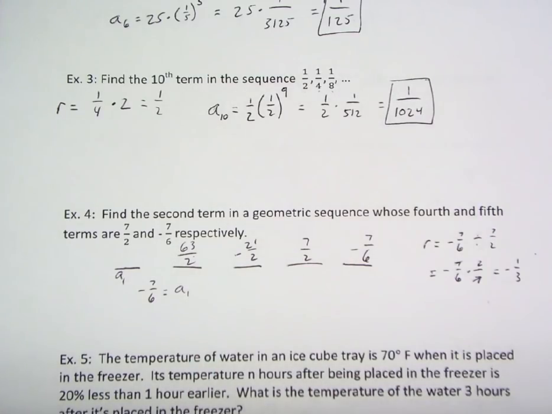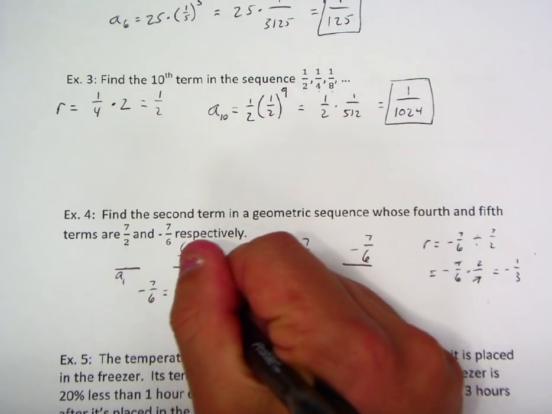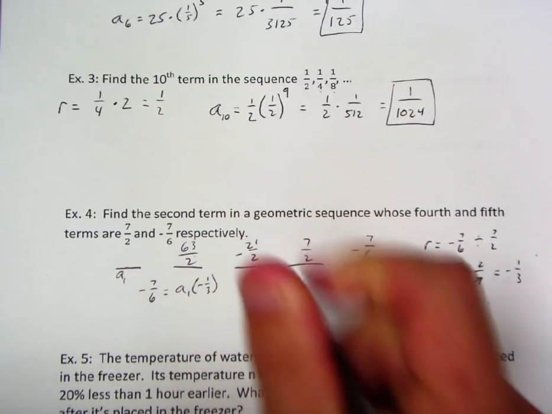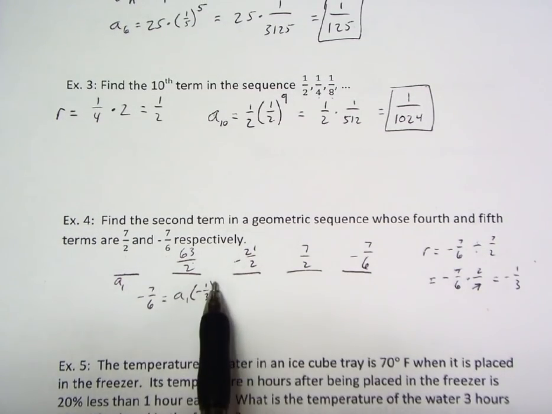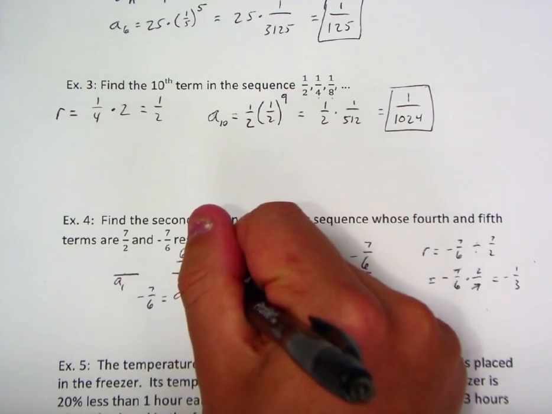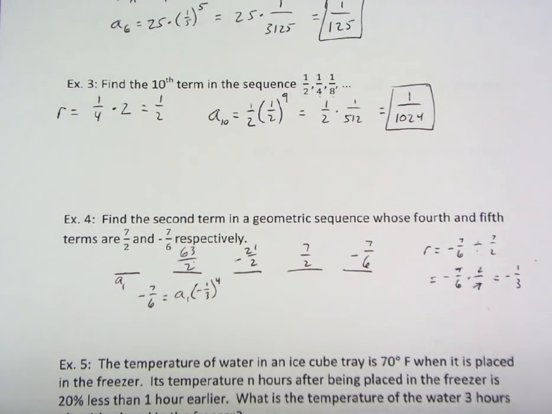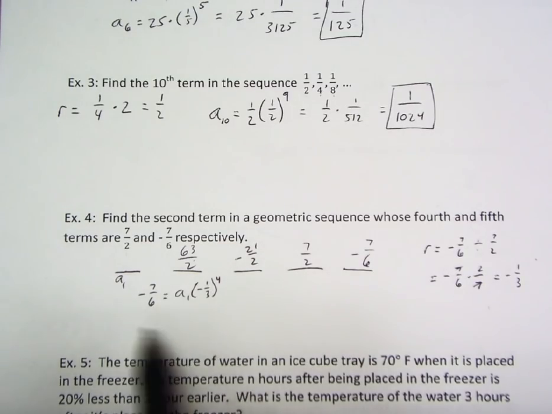So a sub 1. I know the ratio is -1/3. And altogether, I know there's 1, 2, 3, 4, 5 terms. So 5 minus 1 would be to the 4th power. I could solve this for the first term. And then whatever I get, just multiply by -1/3. So that is an option to where you can use the formula, but that's going to be completely up to you. All right, last one.